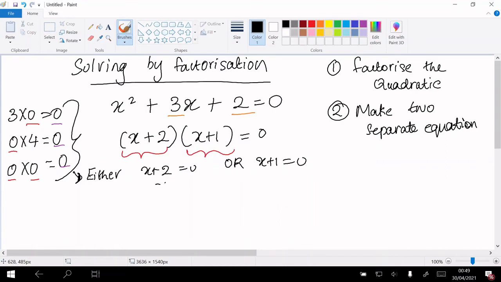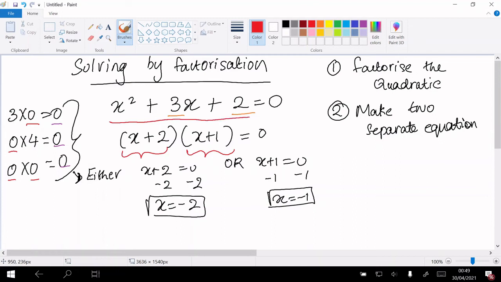So in this case, it will be minus 2 on both sides, and I'm left with x equal to minus 2, and in this case, minus 1 on both sides, so I'm left with x equal to minus 1. So for the quadratic that is this, x is equal to minus 2 or minus 1. So we have solved this quadratic. So that's it, simple step.